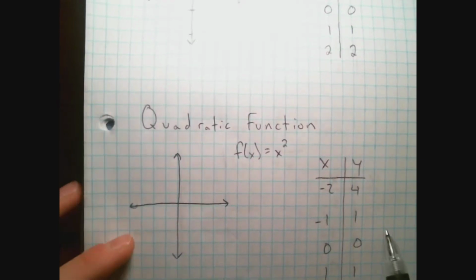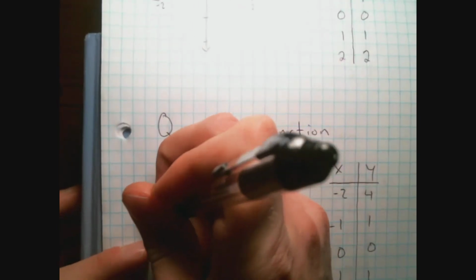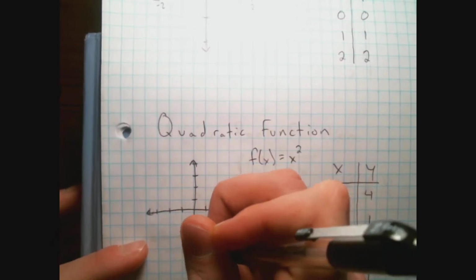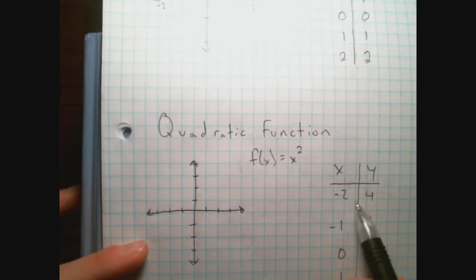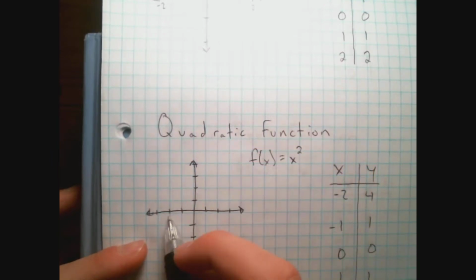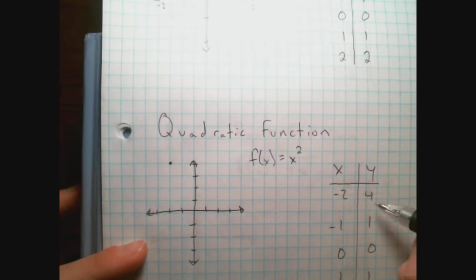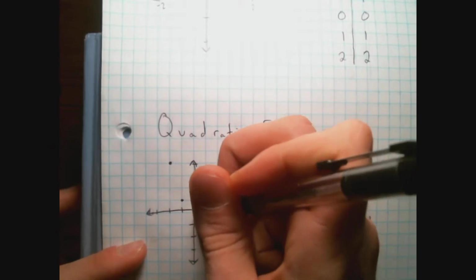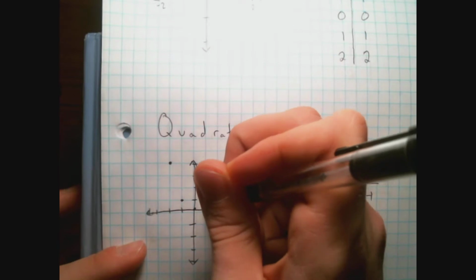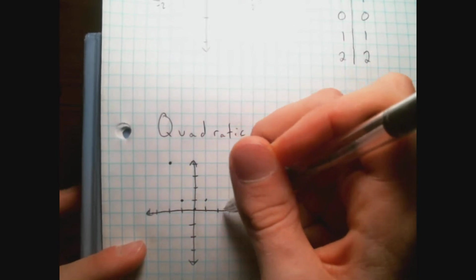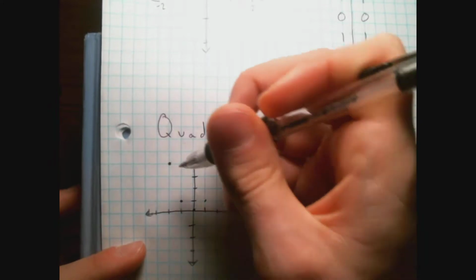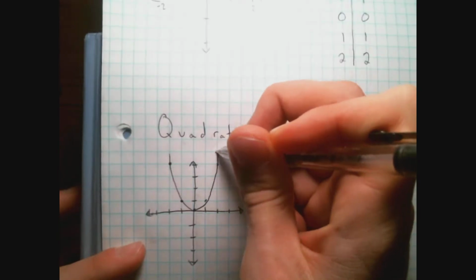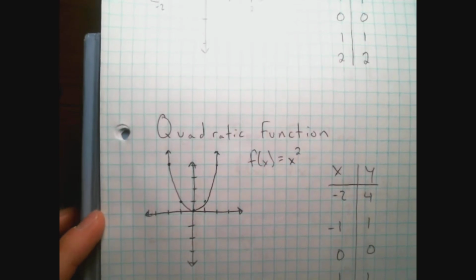Now we go over to our graph. We'll make our points real fast. And each little dash will be 1. So -2, 4. So 1, 2, -2, and up 4. Then -1, 1. 0, 0. 1, 1. And 2, 4. So our graph is what we call a parabola. And it should look something like that.